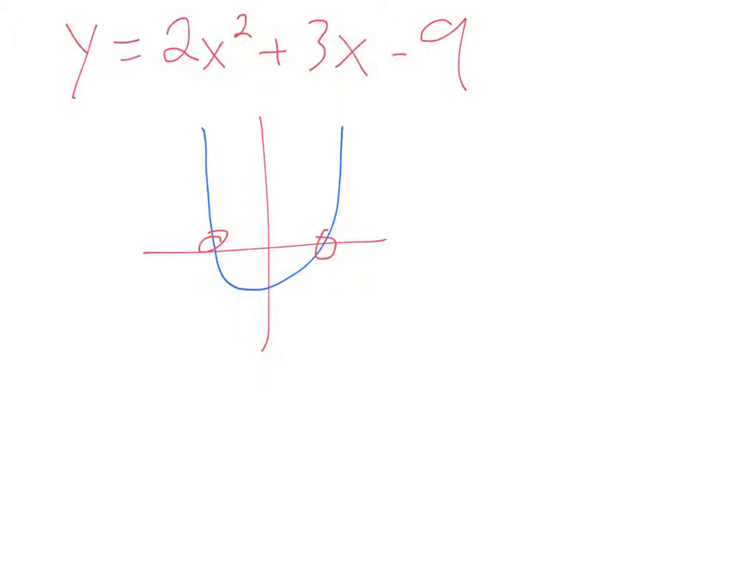Right, and so it turns out those x-intercepts correspond to the solutions of the equation 0 equals 2x squared plus 3x minus 9. All right? And so what we're seeing here is that if we take that function and set it equal to 0, we're going to get this equation, and the solutions to that equation are going to be the x-intercepts of the function that we're dealing with, this function right here.